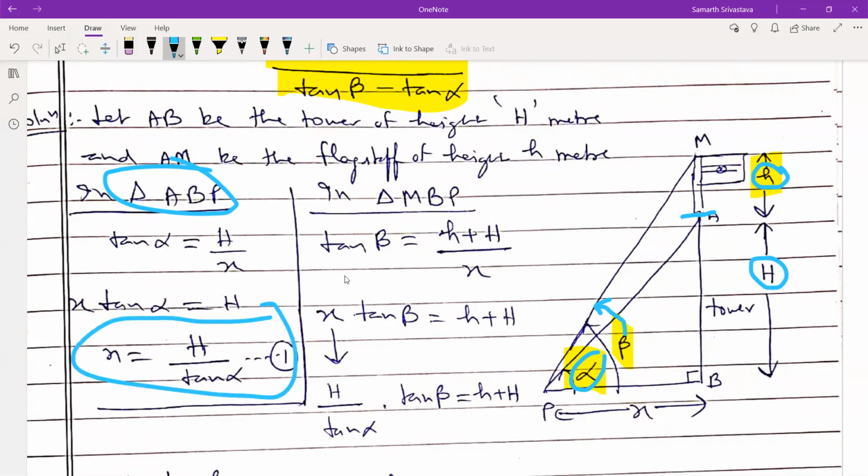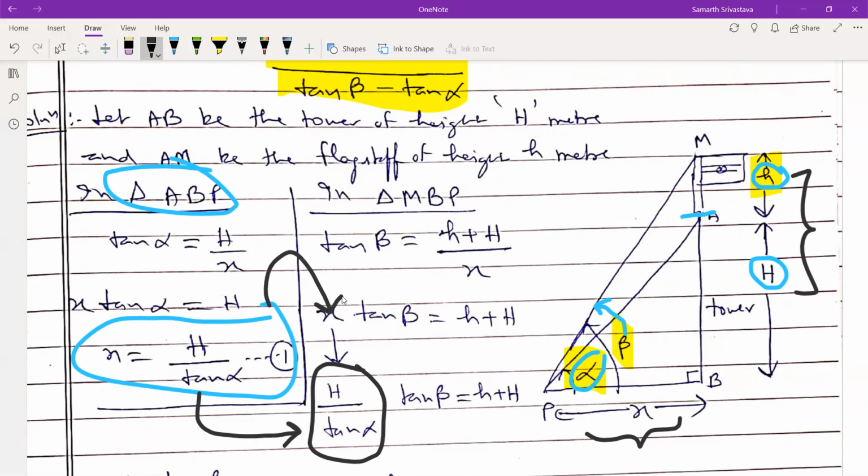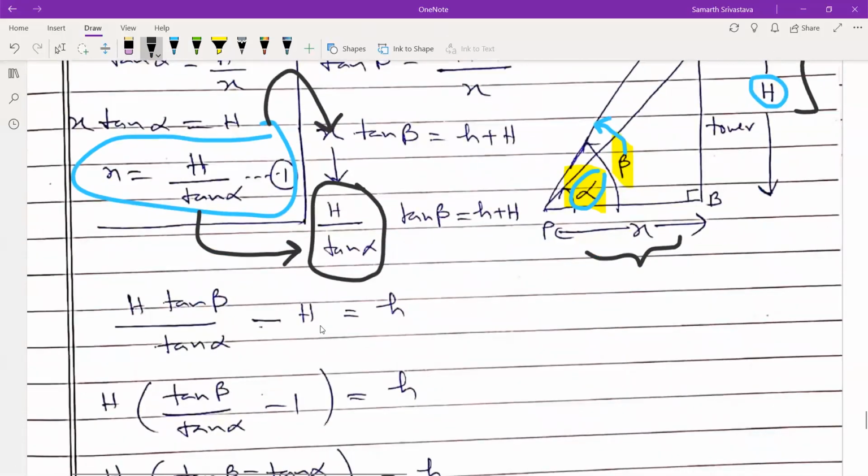In triangle MBP, tan beta is equal to small h plus capital H upon x. So x tan beta is equal to small h plus capital H. And I have substituted the value of x from the first equation, that is capital H upon tan alpha into tan beta is equal to small h plus capital H. So we get H tan beta upon tan alpha minus capital H, shifting on the left hand side, and on the right hand side only small h will be left.